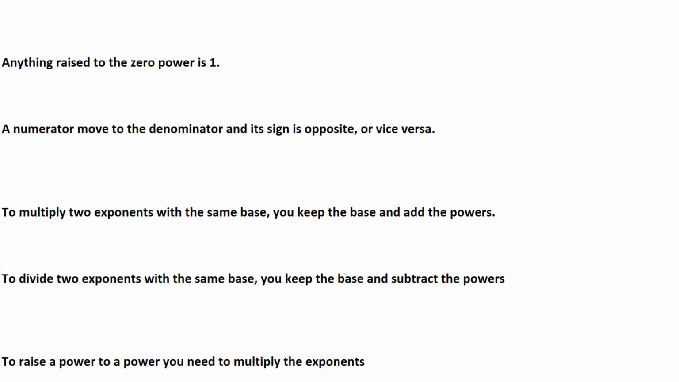Now, the first rule is anything raised to the 0 power is equal to 1. For example, 10 to the 0 is equal to 1, or 5 to the 0 is equal to 1. Again, x to the 0 is equal to 1, or y to the 0 is equal to 1. Any number raised to the 0 is equal to 1.